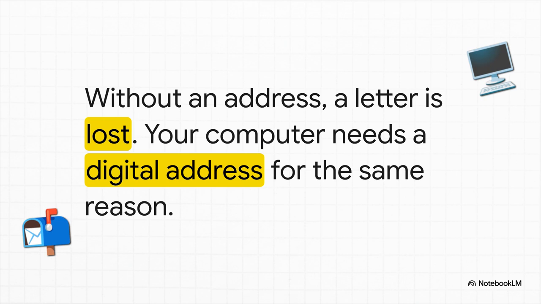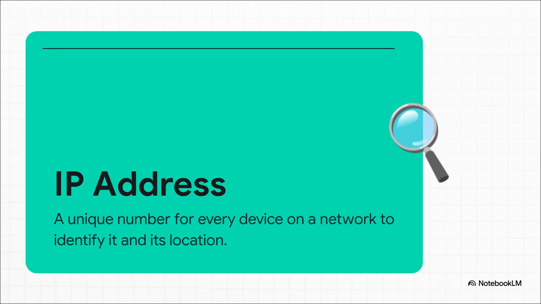For data to find its destination, every single device needs its own unique digital street address. And that digital address is what we call an IP address. It stands for Internet Protocol Address. And this number does two really crucial things. First, it identifies a specific device, and second, it tells you its location on the network. That way, all the little packets of data know exactly where they're supposed to go.